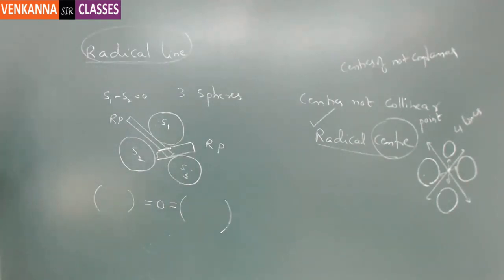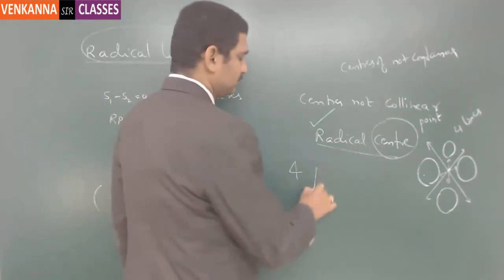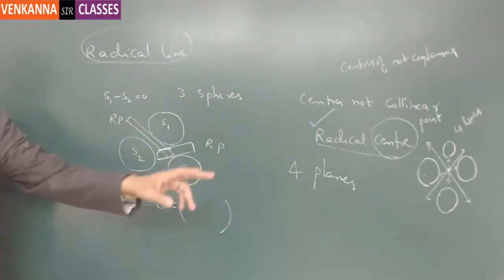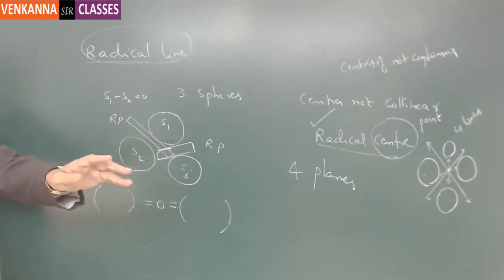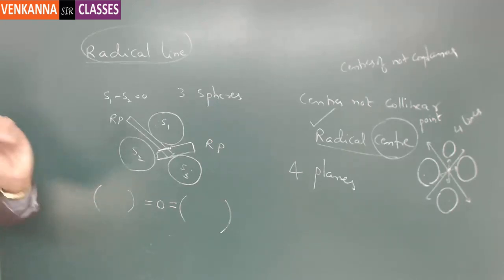So in order to calculate the radical center, it is very simple: you just calculate 4 planes. By subtracting the 4 sphere equations from one another, you will get 4 plane equations. These 4 plane equations are concurrent at one point. In other words, the intersection of 4 planes is simply one point. That point we call the radical center. Okay.